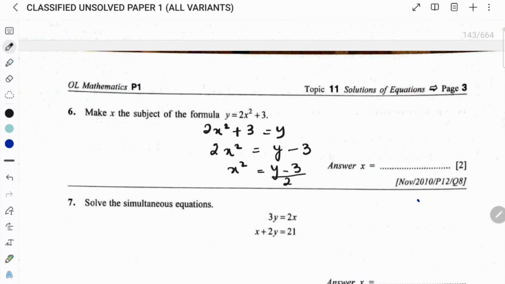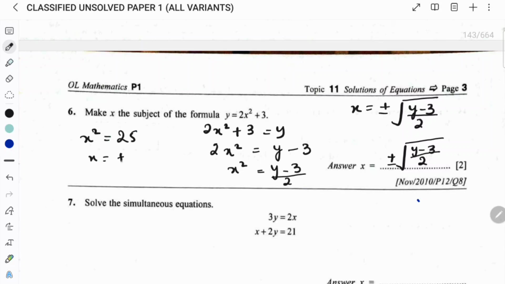Now we'll take the square root. So x will be equal to plus or minus the square root of (y minus 3) upon 2. So that answer is plus or minus the square root of (y minus 3) upon 2. For example, if x squared is equal to 25, then x is equal to plus or minus the square root of 25, so x equals plus or minus 5. We did the same thing. It was x squared is equal to (y minus 3) upon 2, so x equals plus or minus the square root of (y minus 3) upon 2.